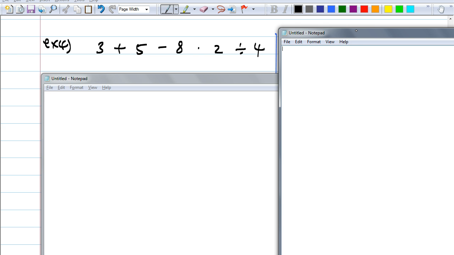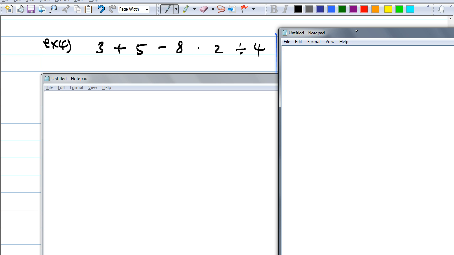Example 4. This one does not have any parentheses. It doesn't have any grouping symbol. Just like our objective today, you should be able to simplify expressions with or without grouping symbols. So in this case, what should we do first? Do we add, subtract, multiply, or divide first? We're going to multiply this time first.